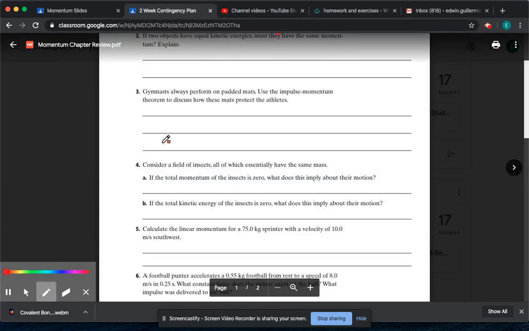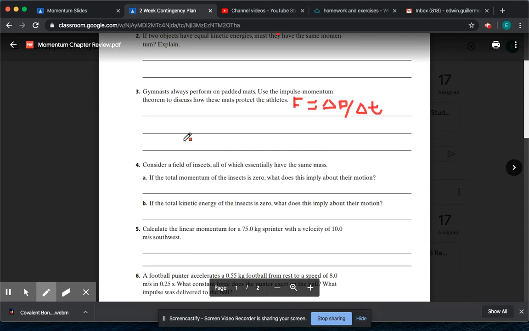Okay, that's what we want to look at. F is equal to delta P. Remember, the triangle means delta, which means change in. Delta P divided by delta T.